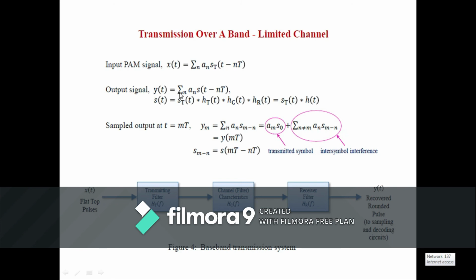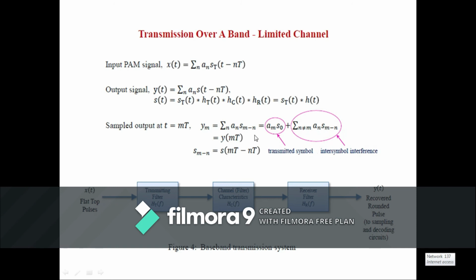Okay, and here, once we have calculated the sampled output y(t), which is equal to m(t), some additional parameters will be added. There is a_m s_0, which is the transmitted symbol, plus the summation over n not equal to m of a_n s_(m-n). This parameter is indicated as inter symbol interference. This is the inter symbol interference.